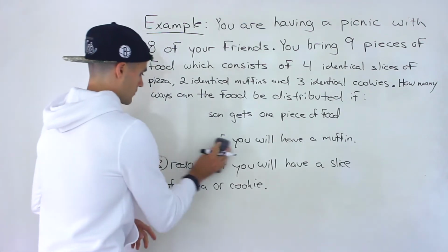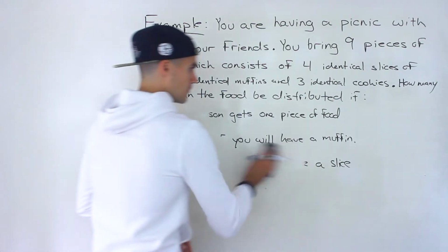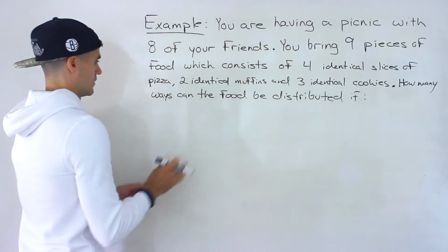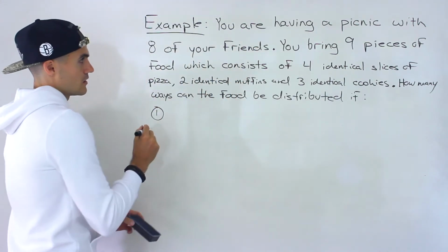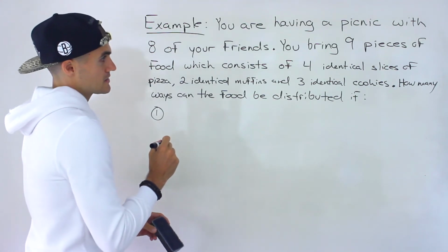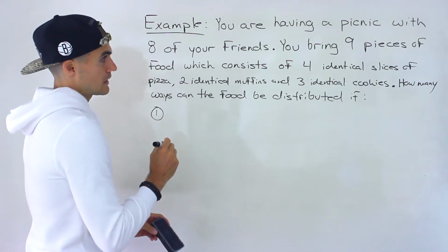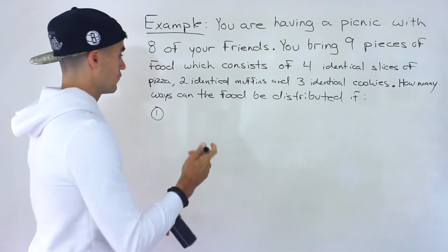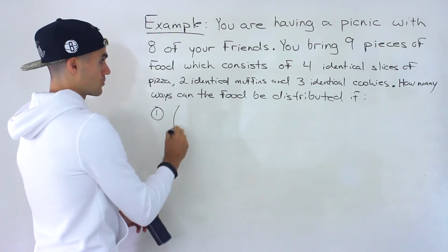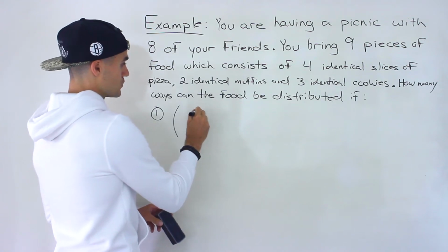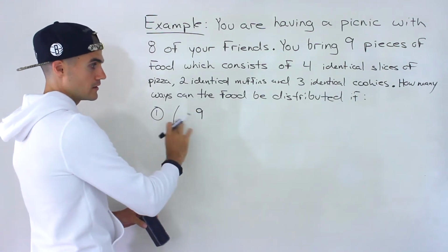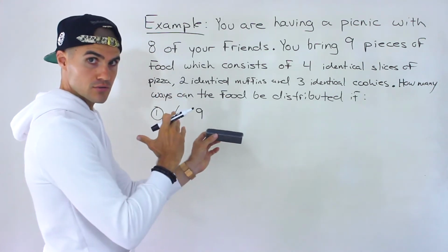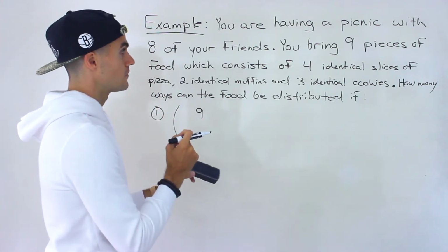So starting with number 1, this here is basically going to be a labeling problem. And we're going to have to set this up as a multinomial coefficient. So you're bringing 9 pieces of food. Each person's going to get 1 piece of food. And that makes sense because there's 8 of your friends plus you. So there's going to be 9 people in total.